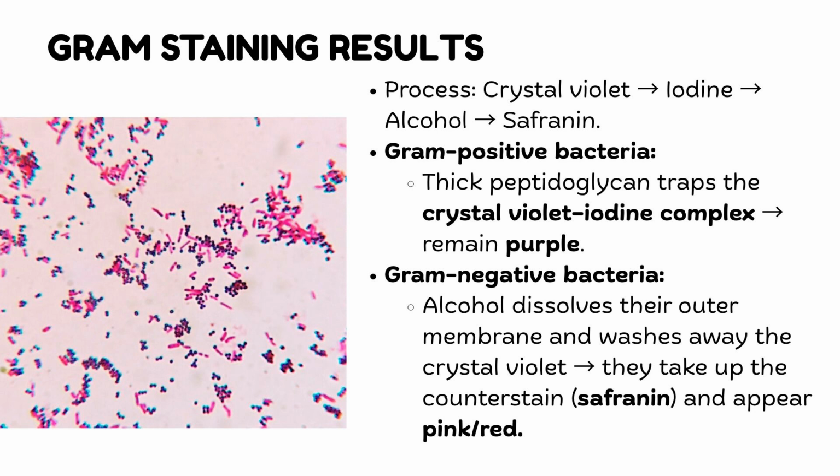In gram-positive bacteria, the thick peptidoglycan layer traps the crystal violet iodine complex and thus they remain purple in color. Whereas in gram-negative bacteria, alcohol dissolves their outer membrane and washes away the crystal violet. Then they take up the counter-stain safranin and appear pink or red in color.